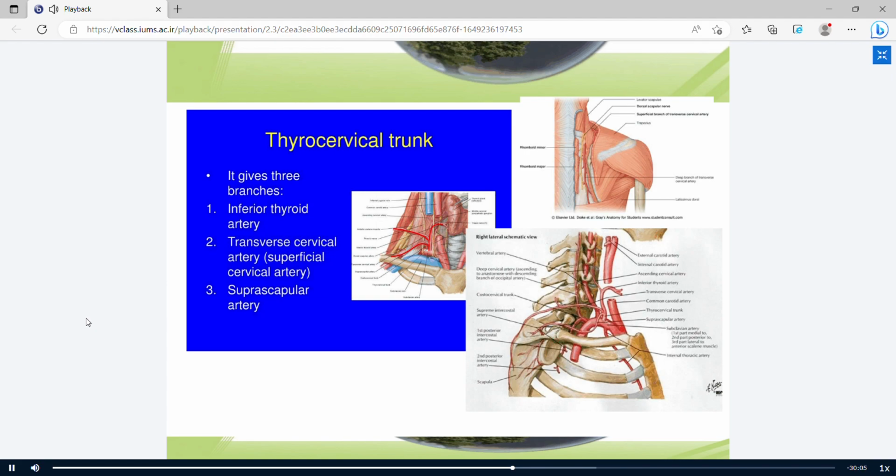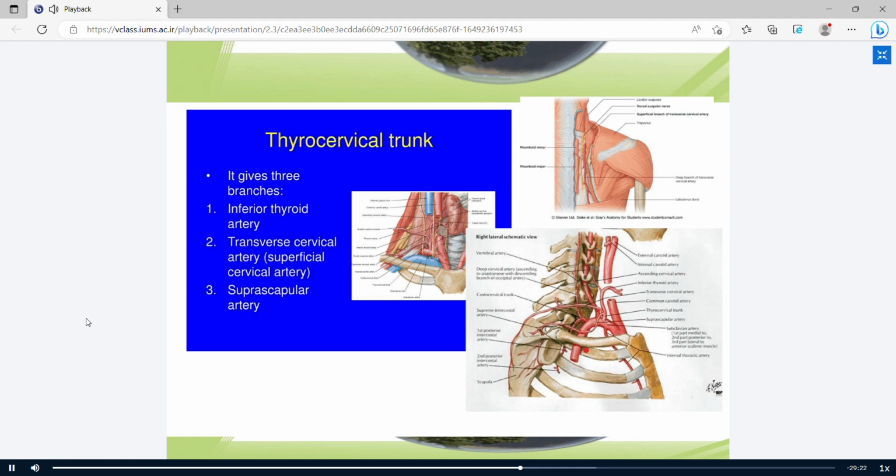The suprascapular artery is here, this one, goes to the scapular area, and the transverse cervical artery supplies the neck. The transverse cervical artery is divided into superficial and deep branches. The superficial branch supplies the trapezius, but the deep branch supplies the rhomboid muscles, minor and major rhomboid muscles.